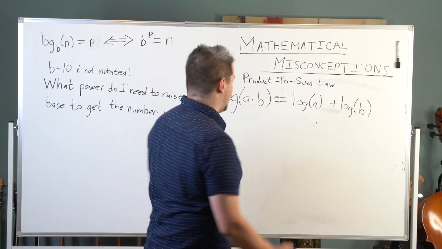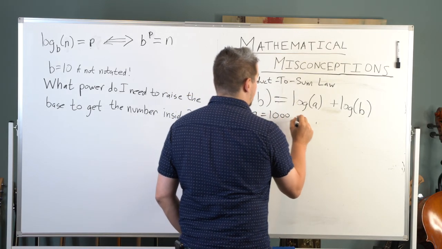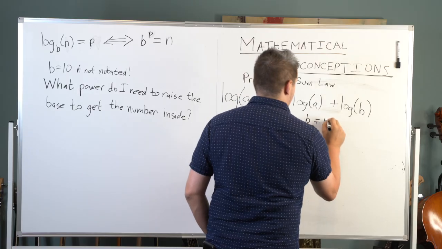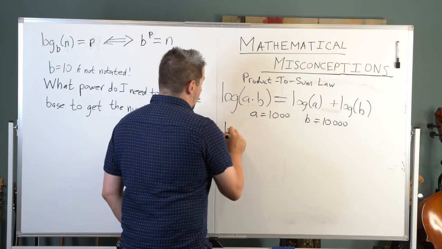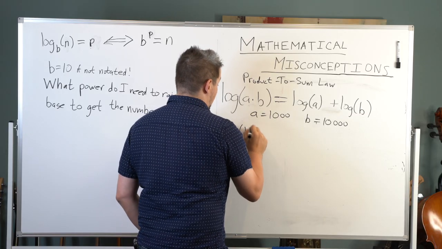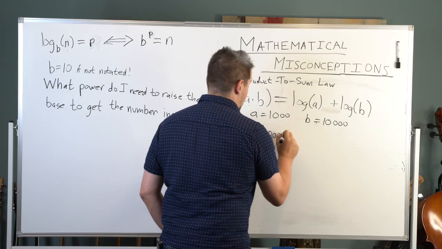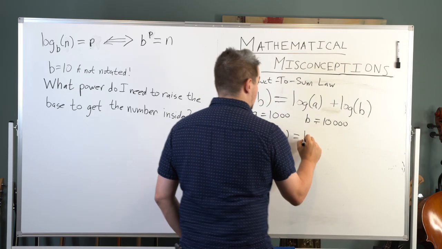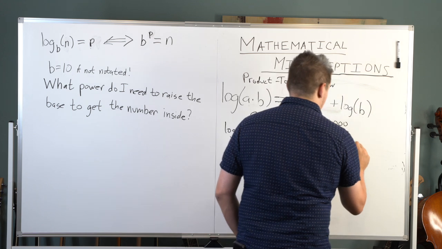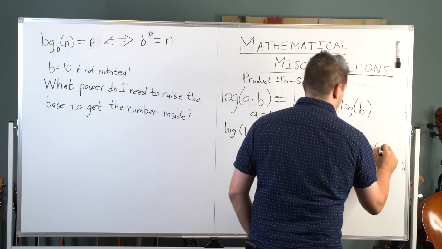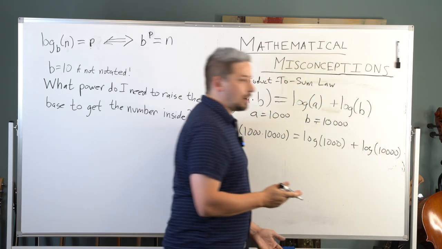Let's use those same numbers one more time. This time I don't think I'll need a calculator. I'm going to use a to be 1,000 and b to be 10,000. All right, so now we have log of 1,000 times 10,000 is equal to, we'll just write it out one more time, log of 1,000 plus log of 10,000. Now I'm going to show you a couple ways to verify this.